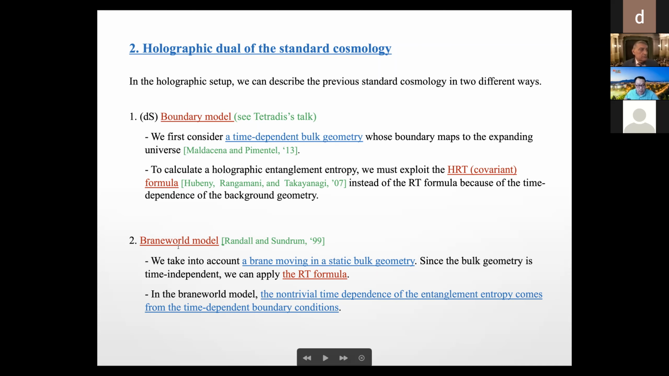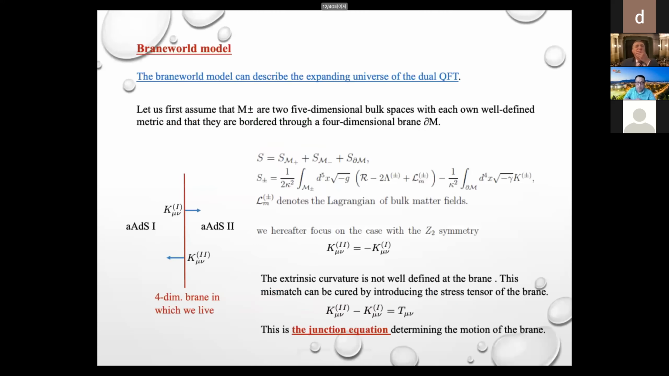So in this case, the brane world model case, the time dependence comes from some boundary condition, not from a bulk solution. Okay, I will show you more details. We consider some AdS space, an asymptotically AdS space, divided by some lower-dimensional brane. We assume that we are living on this brane. Then we can describe this setup by introducing two bulk actions and some boundary action.